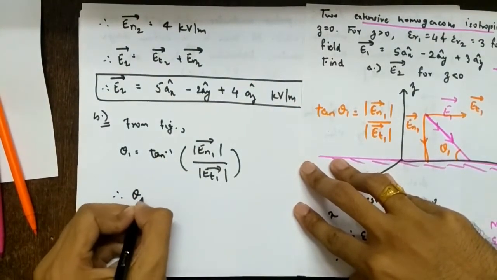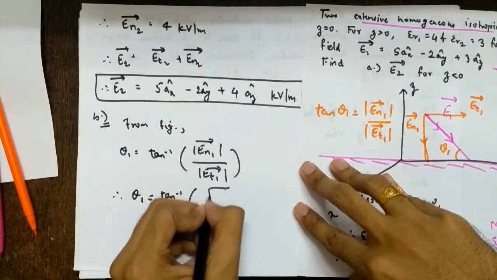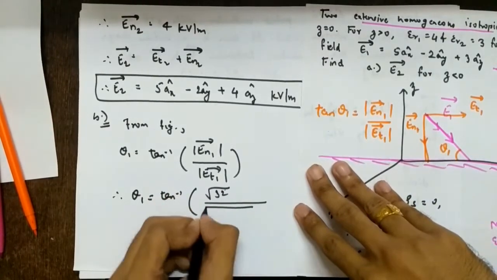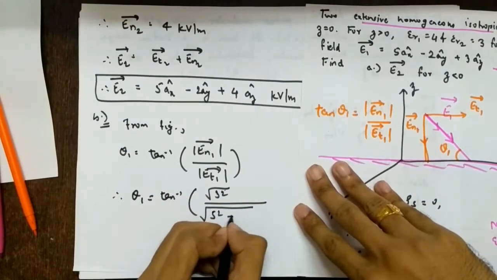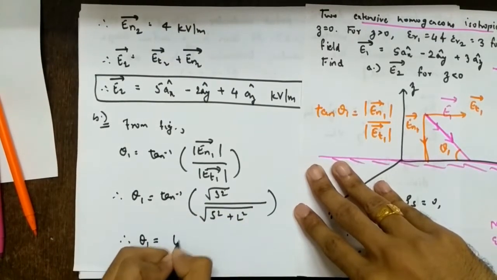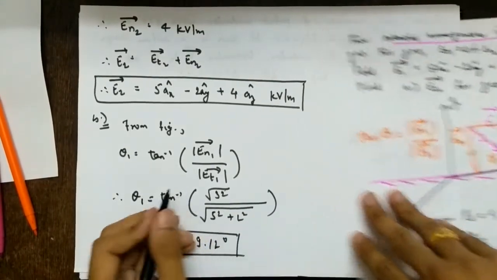So if you don't want to show separately, you can show the step here only. So tan inverse of square root of 3 square upon square root of 5 square plus 2 square. So therefore theta 1 equal to how much we are getting? 29.12 degrees. So this is theta 1.